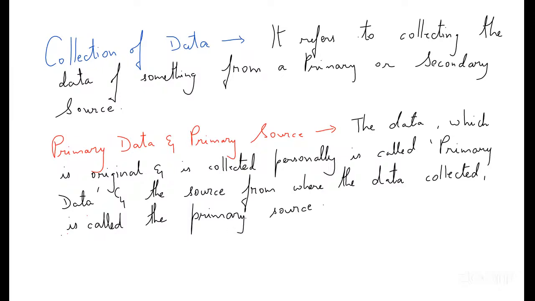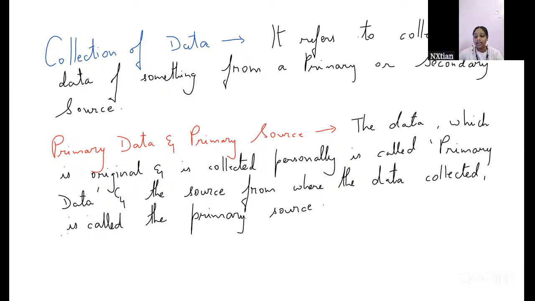Okay, so data which is original and which is collected personally is called primary data. And the source from which that primary data is collected, the original source, is known as the primary source of it. And secondary data comes from the secondary sources. What are the secondary sources? Secondary sources are those in which the data is recorded or ungrouped. The recorded data or ungrouped data is the secondary source. I'm writing the definition on top. Collection of data definition I'm removing. Okay.